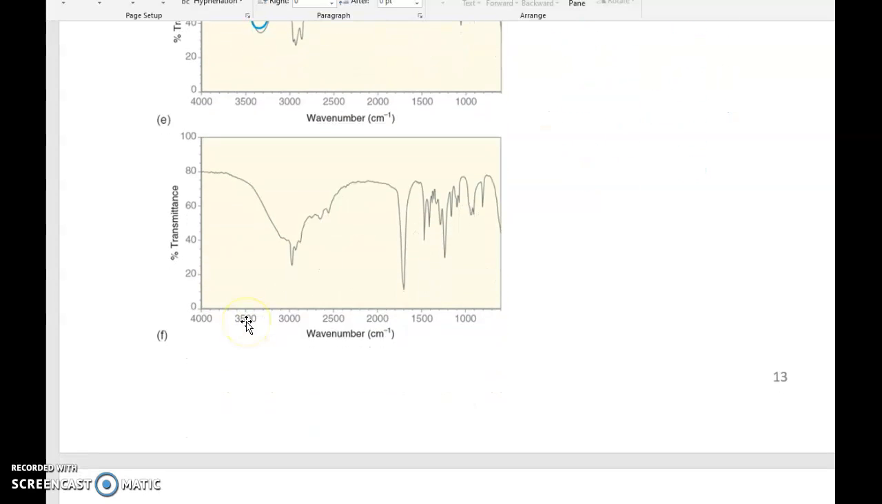We look at this one. We have a strong absorption here. It says at 1720. So that means that we're going to have a carbon double bonded to an oxygen. And we have this wide thing here. We have the hairy beard, which is a hydroxy. And it's a carboxylic acid.